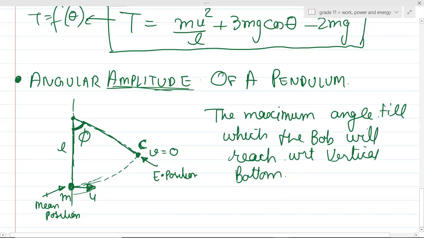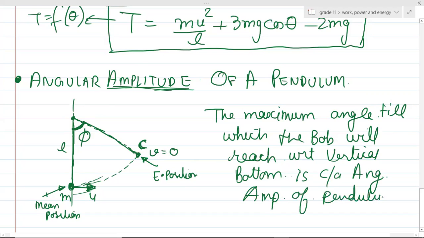Sometimes the bob may go above 90 degrees. This angle may be above 90 degrees. We go into the second quadrant like this, and then it may come back. So this is also possible. That's why I'm talking about this vertical part. So the maximum angle till which the bob will reach with respect to vertical bottom is called the angular amplitude of the pendulum.